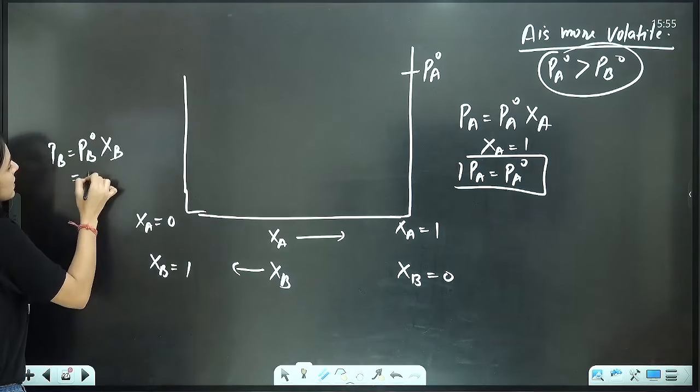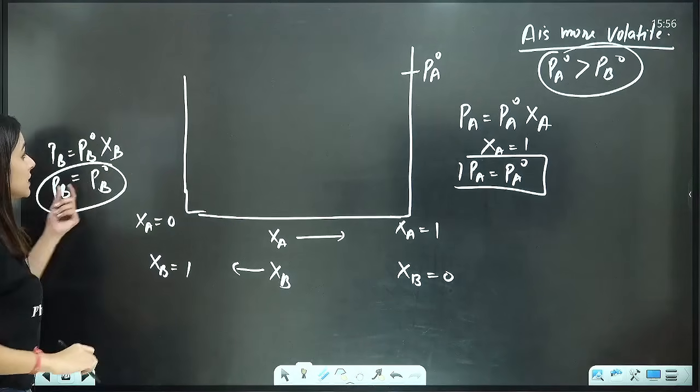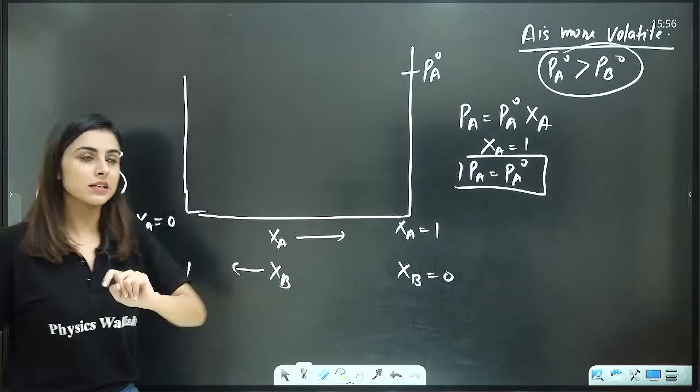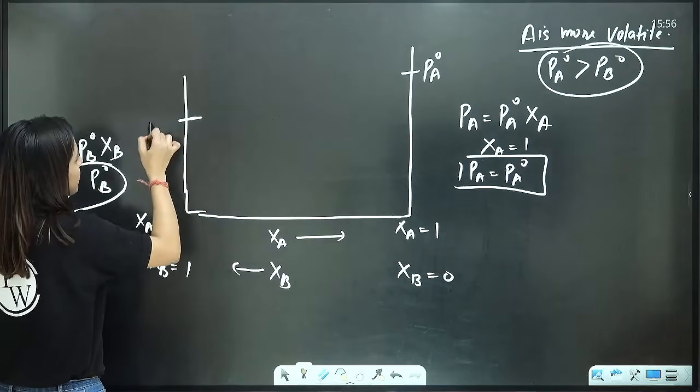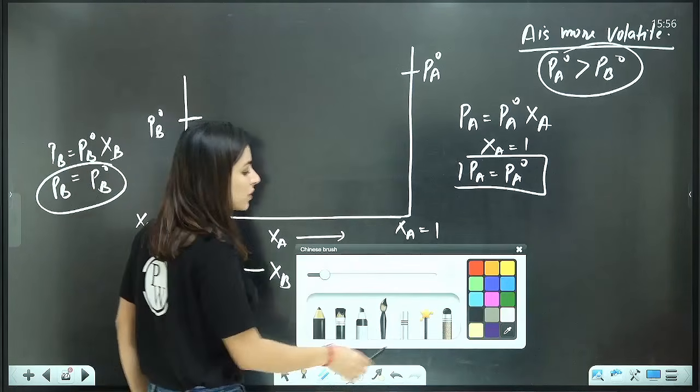Now when XB is equal to 1, then PB is equal to PB naught. But since A is more volatile, the vapor pressure of B would be less, right? So I would represent it somewhere here. So PB naught. Okay. Now what are you supposed to do?